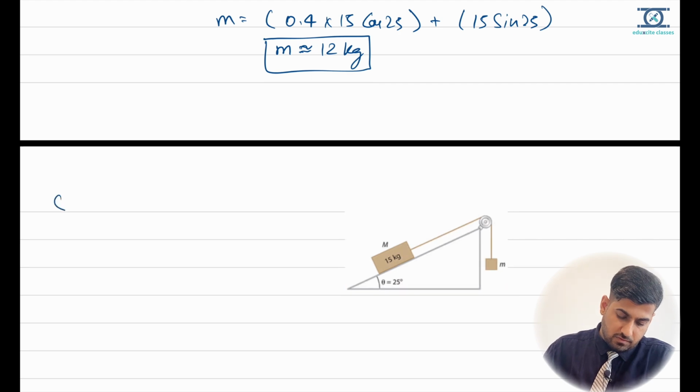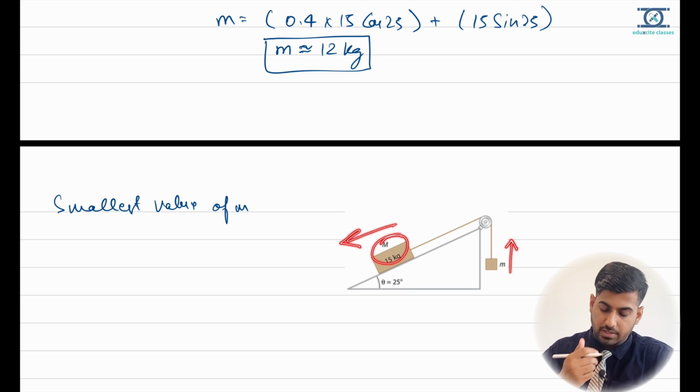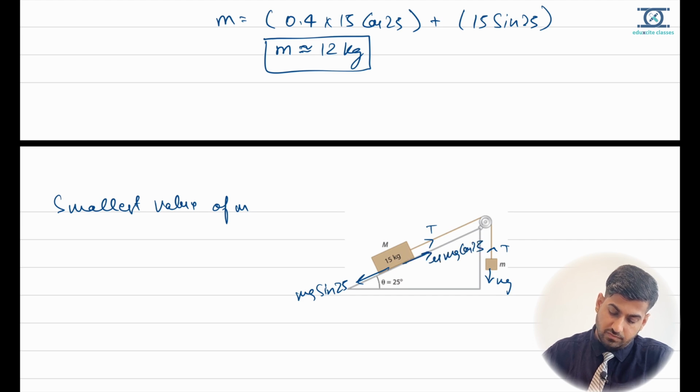Now, I can say for the smallest value of m, the small block will move upward and the capital M block will move downward. So, the friction will act in the upward direction. I can draw mg and this as T, here it will be Mg sin 25, but the friction, nu Mg cos 25, will be here.